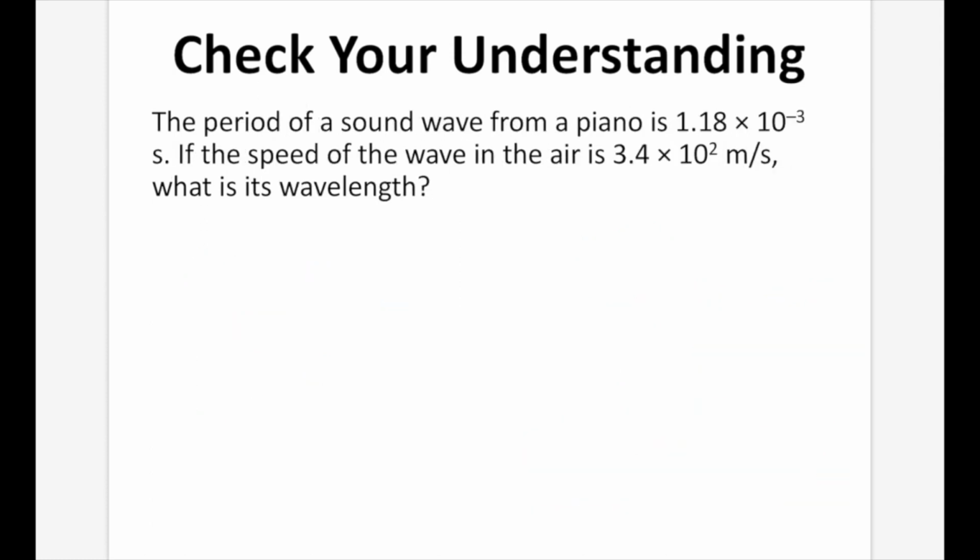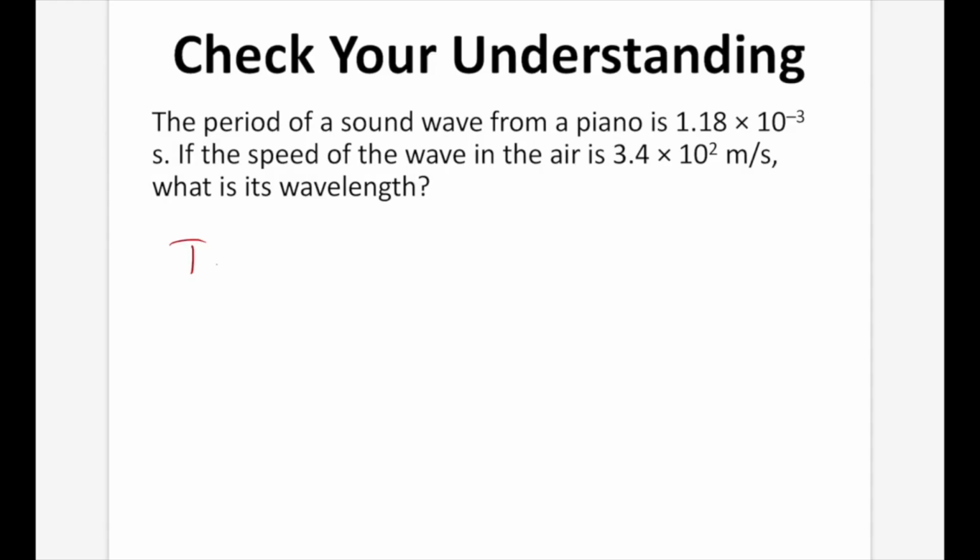Check your understanding. The period of a sound wave from a piano is 1.18 times 10 to the negative 3 seconds. If the speed of the wave in the air is 3.4 times 10 to the 2 meters per second, what is the wavelength? So we're told period is 1.18 times 10 to the minus 3 seconds. V, we're told, is 3.4 times 10 to the 2 meters per second, and we're looking for lambda.